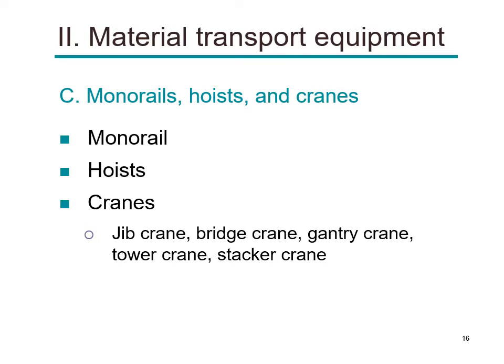After conveyors and industrial vehicles, the third category of material transport equipment we will talk about is monorails, hoists, and cranes. And under the cranes category, we will see examples of jeep crane, bridge crane, gantry crane, tower crane, stacker crane. Okay, so these are several examples of cranes.